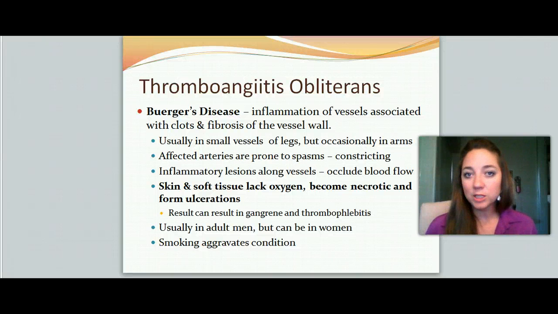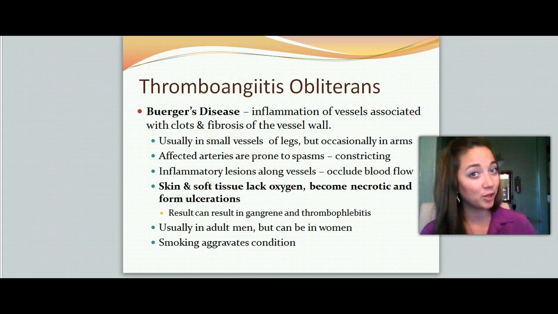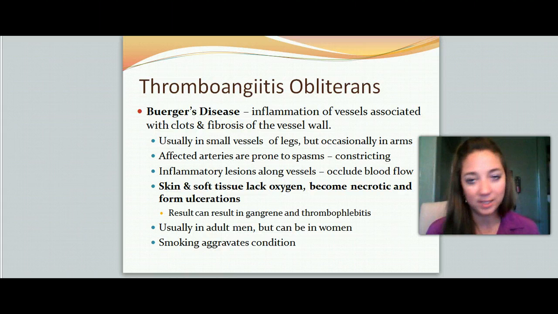Okay, now we're going to talk about a specific disorder called thromboangiitis obliterans. I am going to let you off the hook where you don't have to learn how to pronounce thromboangiitis obliterans. Aren't you feeling lucky right now? Because the other name for thromboangiitis obliterans is Buerger's disease. It's a lot easier to say, a lot easier to remember.